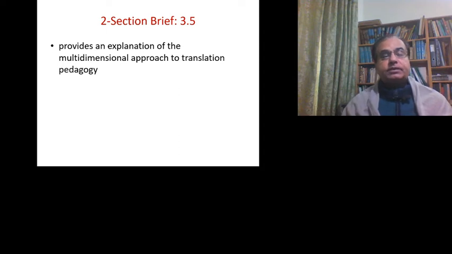3.5, the last one, provides an explanation of the multi-dimensional approach to translation pedagogy. This part is very similar to the approach we discussed when we were discussing the model approach for curriculum development, an article that was discussed in 2 lectures.